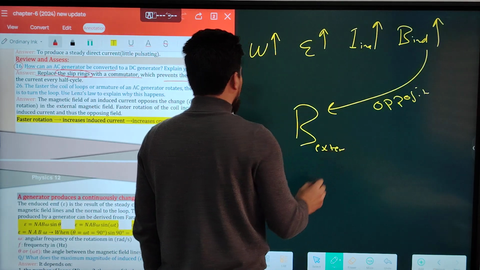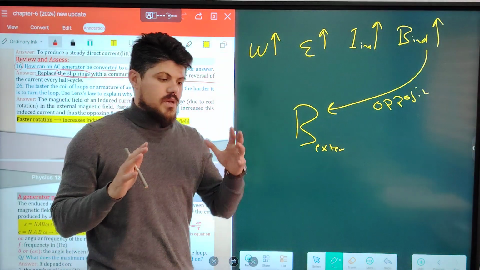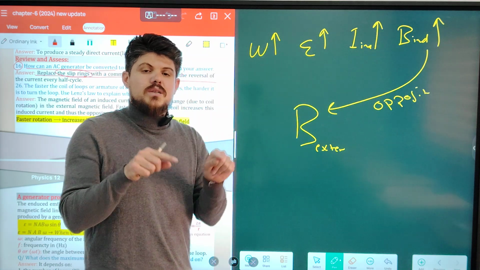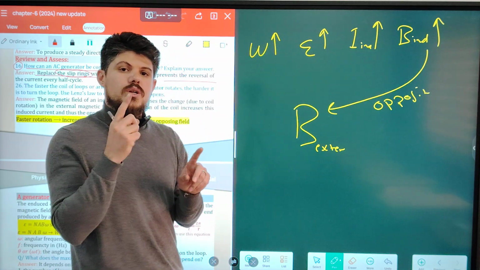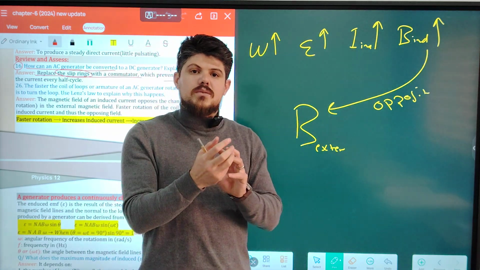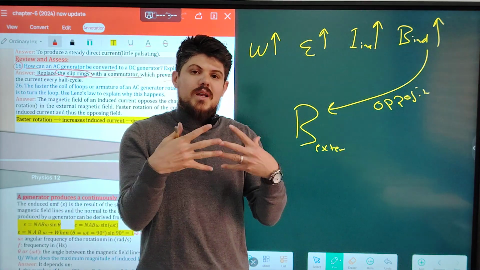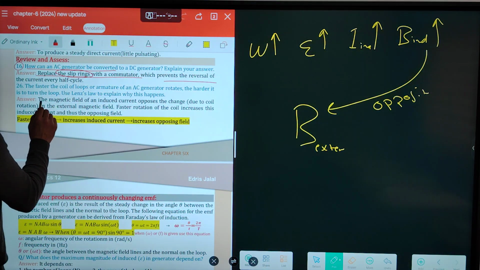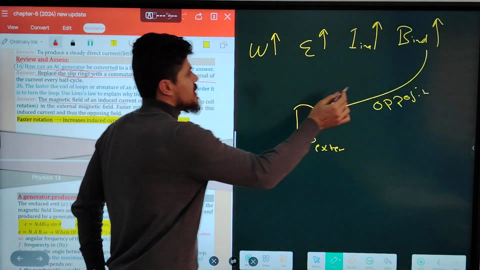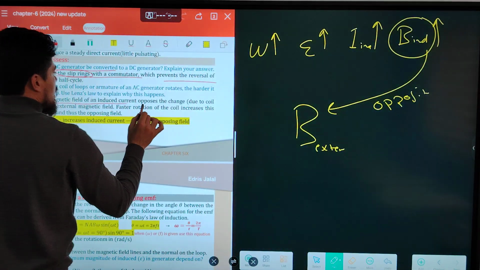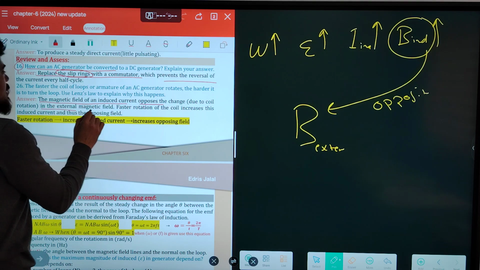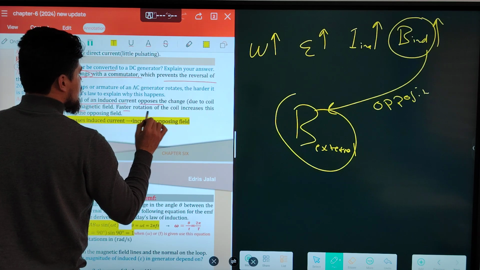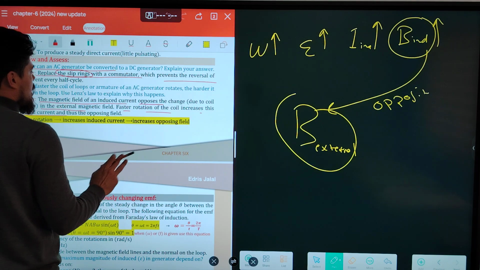The external magnetic field. Why? Because in a generator we have two fields: the permanent magnetic field of the bar magnet, or external magnetic field, and the induced magnetic field when the current passes through the conducting loop. According to Oersted, this current can induce a magnetic field. Now, how many fields do we have? Two. According to Lenz, these two magnetic fields are opposite to each other, so that is why it becomes hard to turn. The magnetic field of the induced current opposes the change in the external magnetic field. Faster rotation of the coil increases this induced current and the opposing fields.